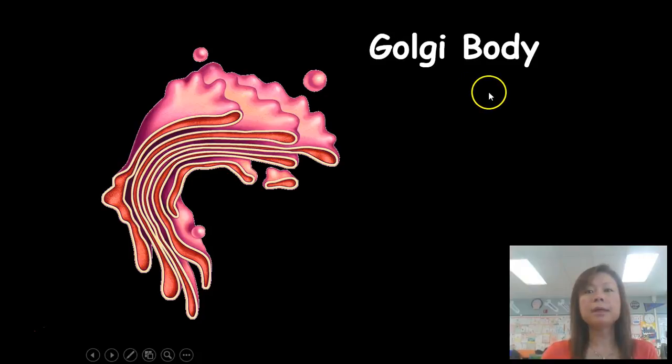Golgi body. Golgi body is a packaging center. When things are moved along the ER to the Golgi body, they will make little packages, little vesicles, and they will send it either out of the cell or to other parts of the cell. So you can think of them as transportation or packaging centers.